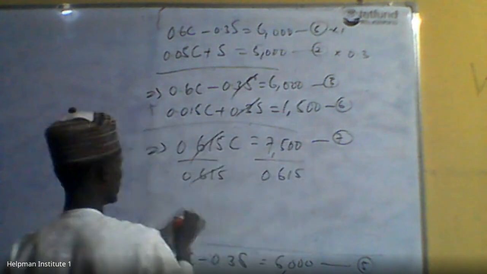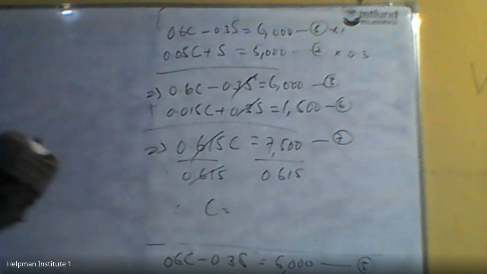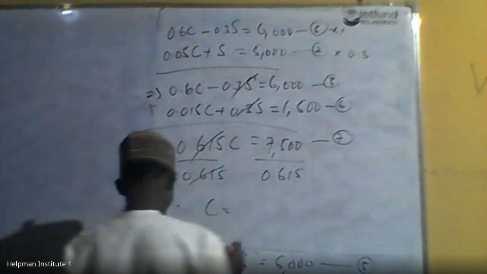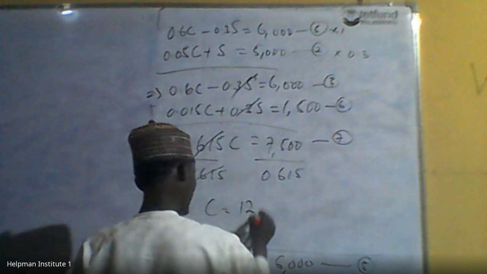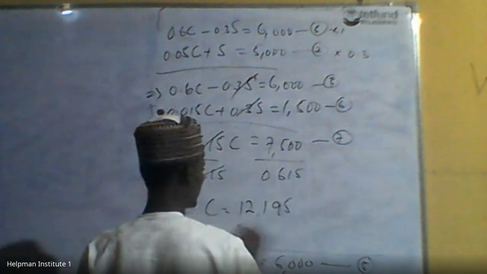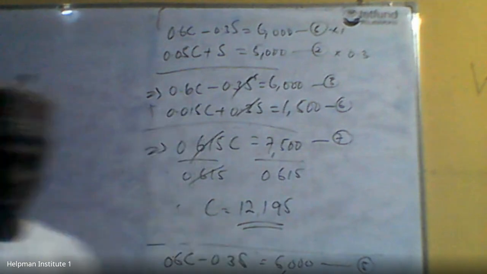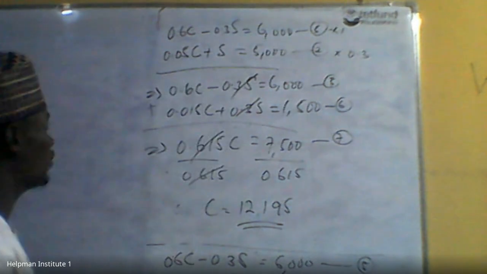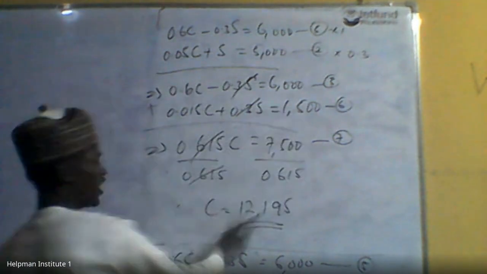Therefore, we have the charitable contribution c equal to 7,500 divided by 0.615. So this gives us approximately 12,195. So this is the value for c. From equation 2, we can now find the value of s. I hope this one is clear.